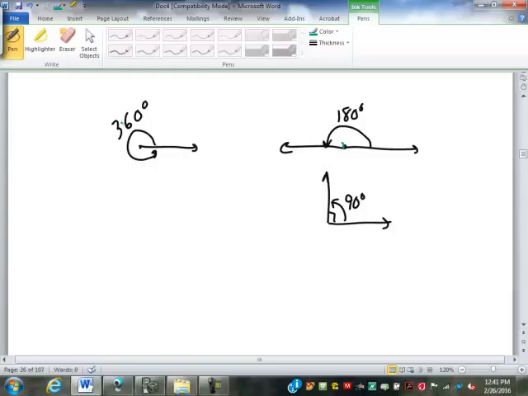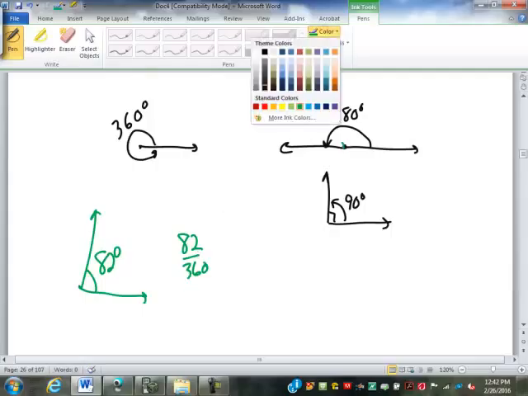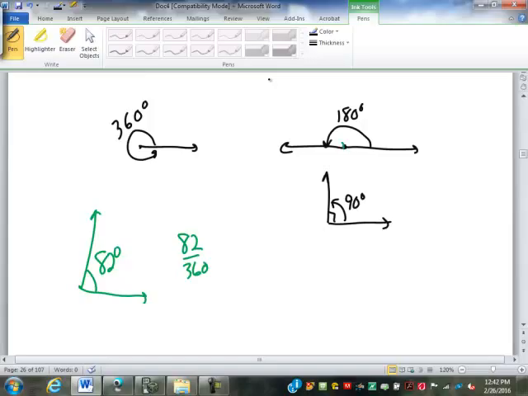And so our angles have now become defined by what fraction of a complete turn they are. That 82 degrees means that the angle is 82 out of 360ths of a full turn, or 82 360ths of a full turn, however you want to word it.